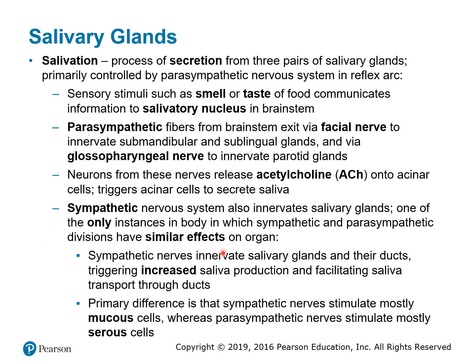Now, the sympathetic nerves innervate the salivary glands and their ducts. They trigger increased saliva production, facilitating saliva transport to the ducts. The primary difference is that the sympathetic nerves stimulate mostly mucous cells, whereas the parasympathetic nerves stimulate serous cells, which have different functions in the digestive aid process.